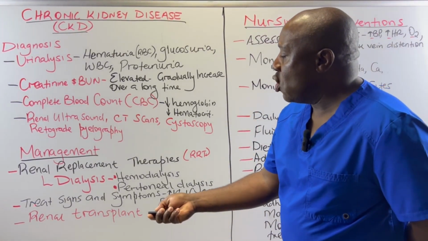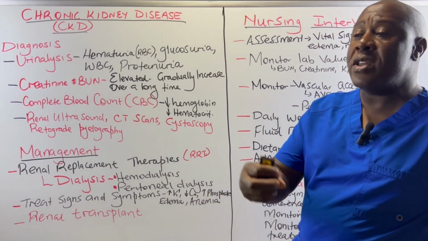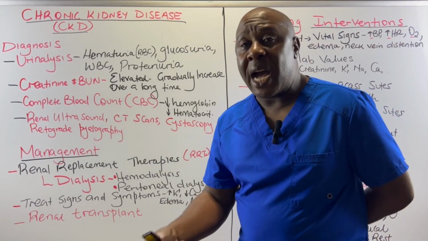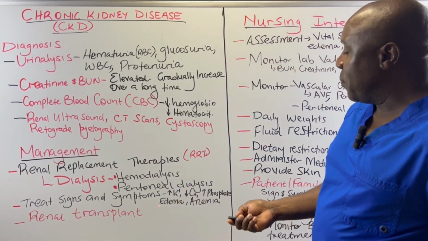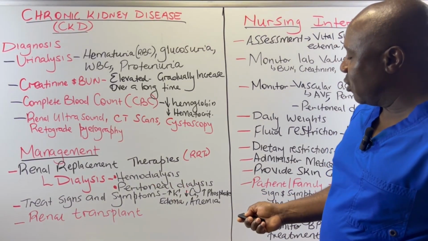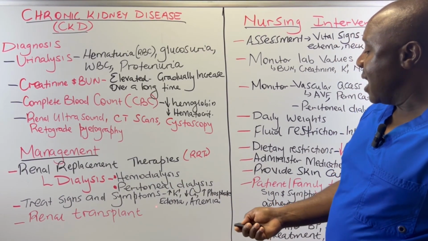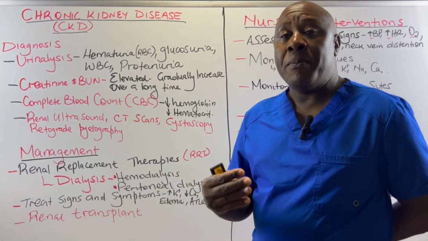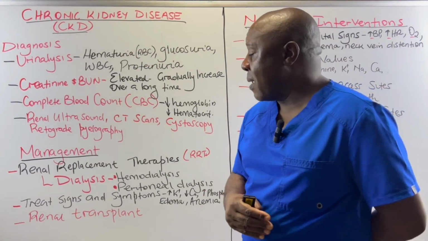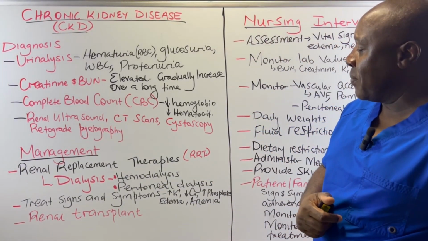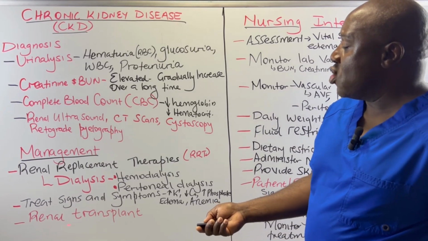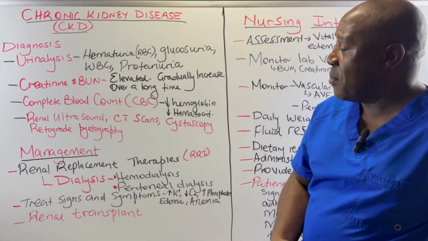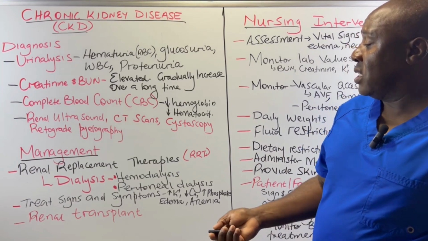And then number two, we normally treat the signs and symptoms. So all the signs and symptoms which are associated with CKD are normally treated as we care for these particular patients. For example, elevated levels of potassium, decreased levels of calcium, elevated levels of phosphates, edema, anemia. All those are signs and symptoms that are present in this particular patient. So we normally treat those particular signs and symptoms as we help this particular CKD patient. Then we have renal transplant. These patients can undergo renal transplant so that they can be able to deal with this problem of CKD.